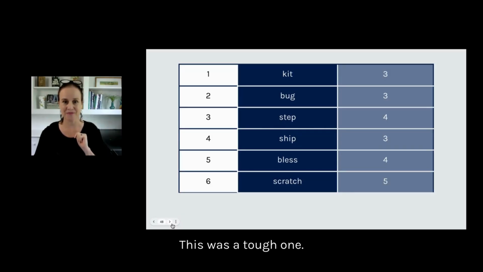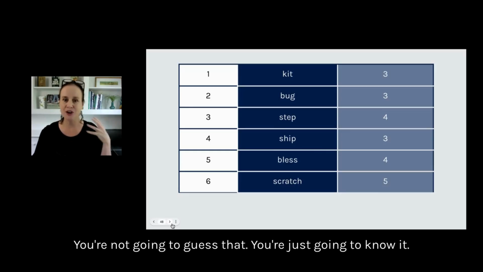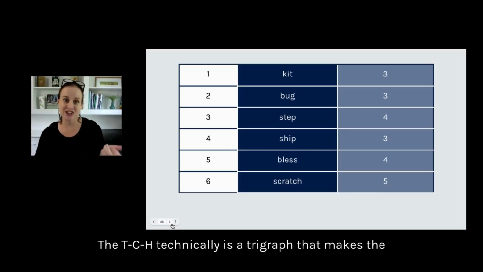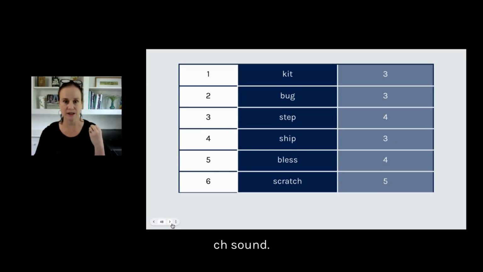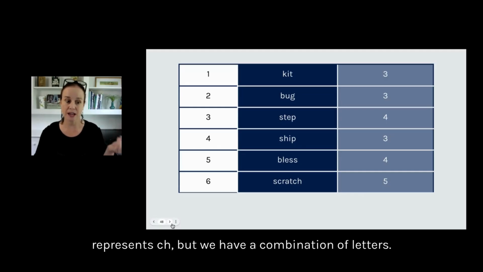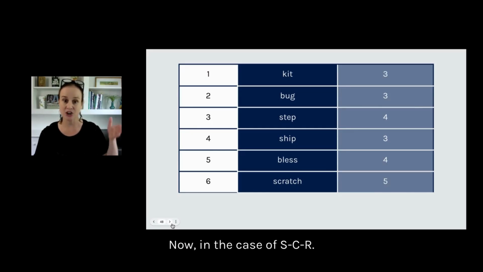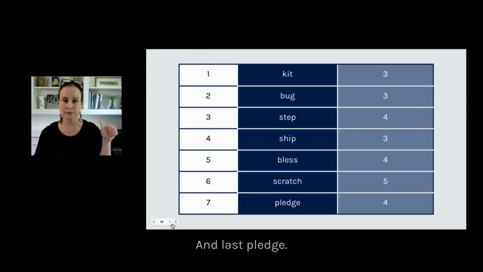Scratch. This was a tough one. S, c, r, a, ch. The TCH is a trigraph. The TCH makes 1 new sound. You might think, well, do you kind of hear the T in there? You're not going to guess that. You're just going to know it. The TCH technically is a trigraph that makes the ch sound. We don't have a letter in the English language that represents ch, but we have a combination of letters. Sometimes it's just the CH, sometimes TCH. Now, in the case of SCR, we still technically hear each sound. So s, c, r.